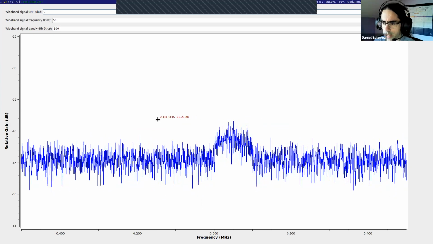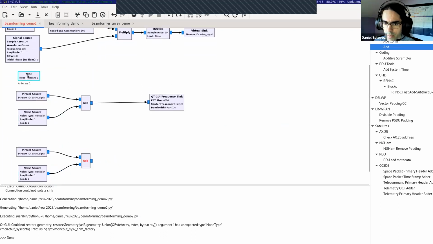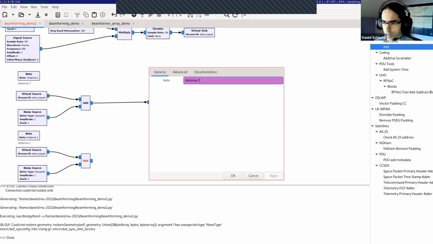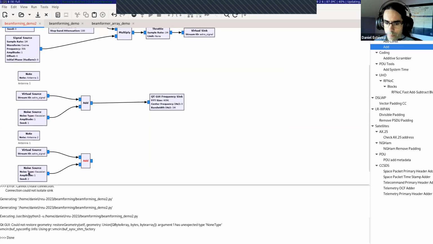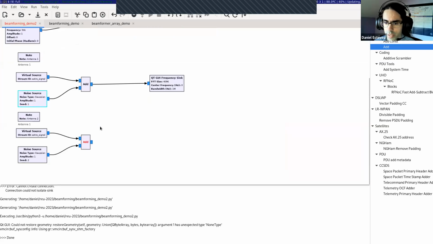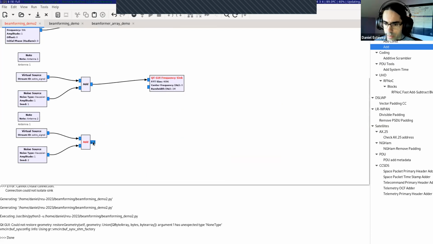Now what I want to add is a second antenna. So the second antenna will have basically the same thing, but the noise source is going to be different. So these two Gaussian noises are going to be independent, randomly independent or independent random variables. And we will use that to our advantage in a moment.